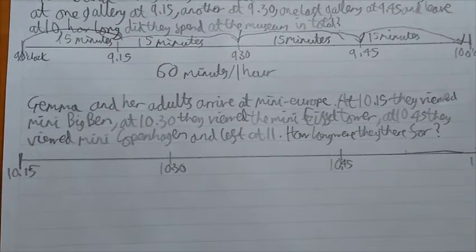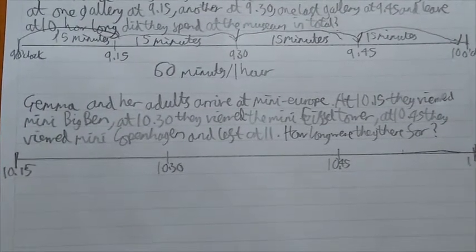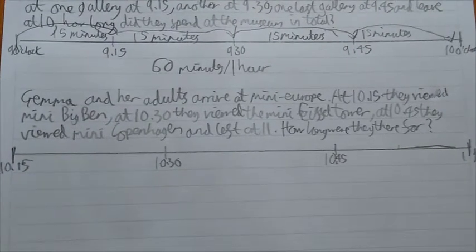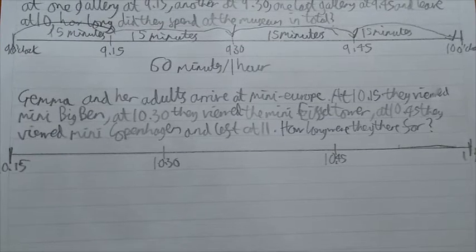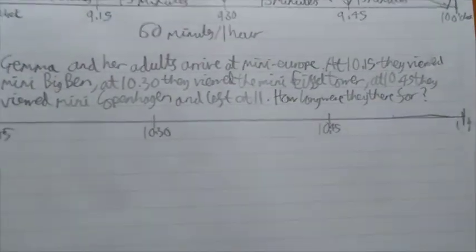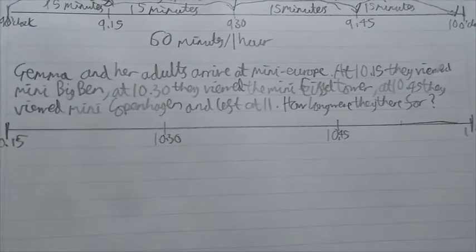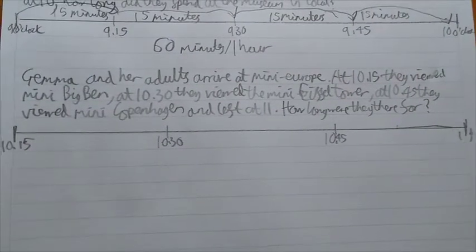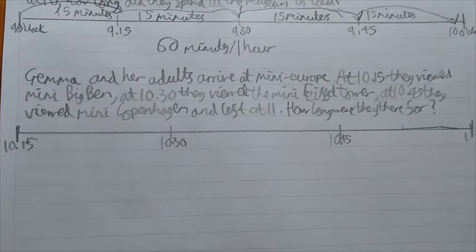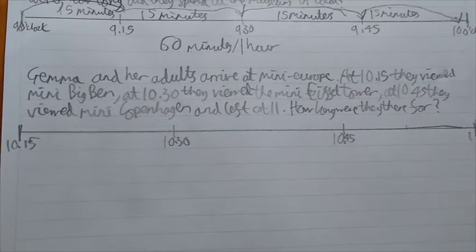To repeat this question, Gemma and her adults arrived at Mini Europe. At 10:15 they viewed Mini Big Ben. At 10:30 they viewed the Mini Eiffel Tower. And at 10:45 they viewed Mini Copenhagen and left at 11. How long were they there for? Please pause the video while you add up the groups of 15 minutes to see how long they were in Mini Europe.